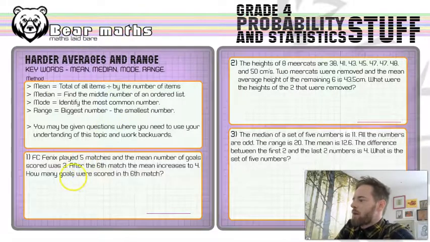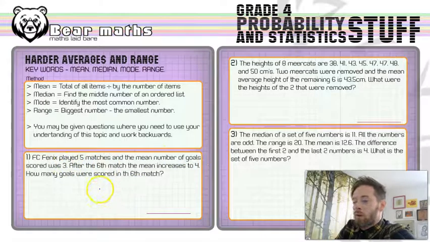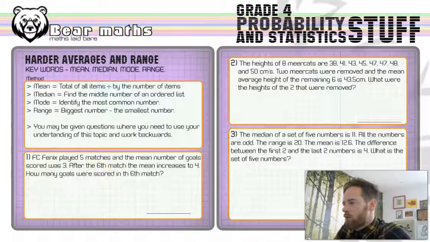After the 6th match, the mean increases to 4. How many goals were scored in the 6th match? So this one is where we're using our understanding of how to calculate a mean, but backwards. Because what we know is the mean after 5 matches, and we know the mean after 6 matches. We want to find a piece of information about the 6th match, the number of goals that were scored.